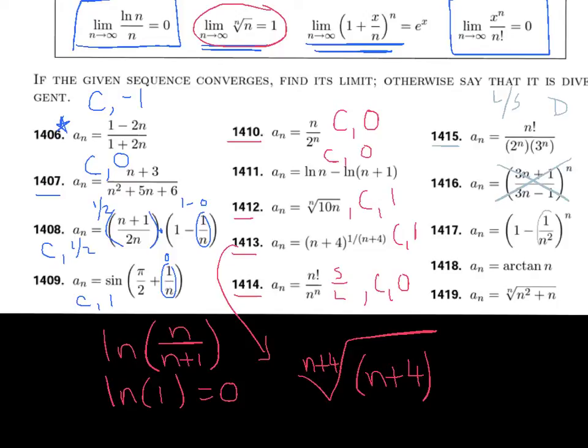1417 here, 1 over n squared is approaching 0. 1 minus 0 is, of course, 1, and 1 raised to any power is 1. So we'd say that bear converges to 1. 1418, one of our favorite ones. We know that as n gets really huge, arctan approaches a height of pi over 2, so that one also converges. And the last one here, I want you to split this one up.